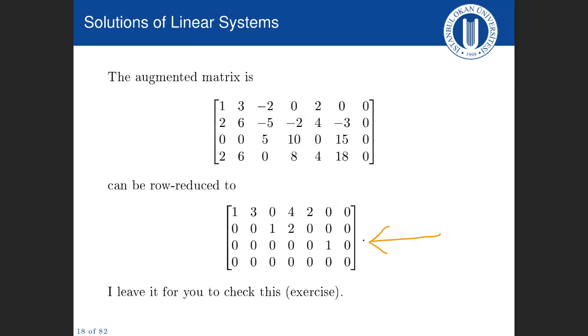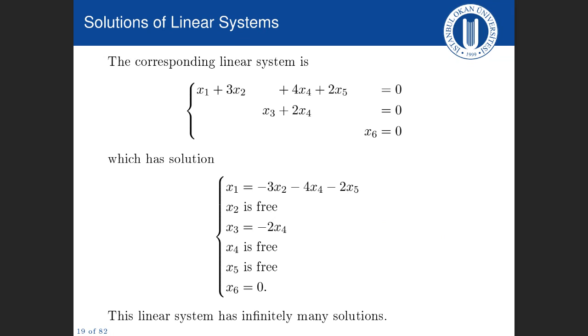After we've got our reduced row echelon form, we go back to systems of equations. We write down the corresponding linear system, and then after we've got that, we can write down the solution. x2, x4, and x5 are the free variables. x1, x3, and x6 are the basic variables. Because we have free variables, we know that we have infinitely many solutions.